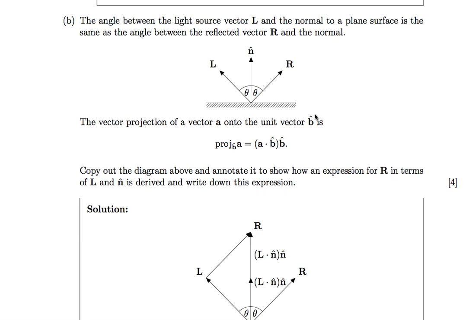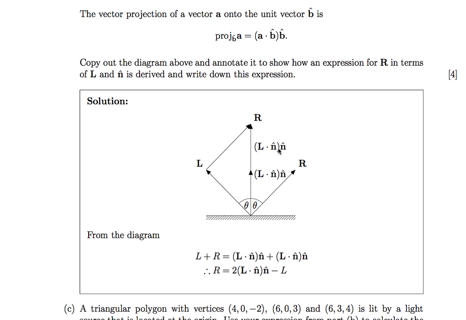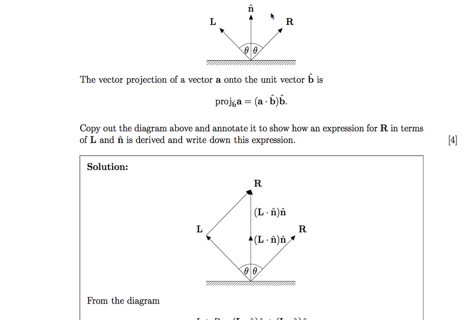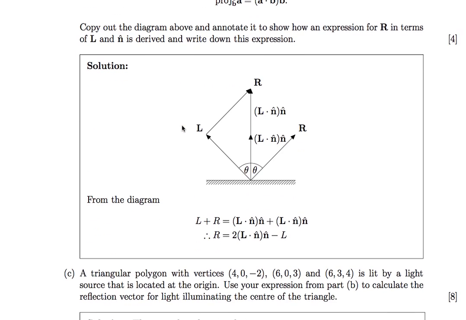So assuming that B is a unit vector, the projection of vector A onto B is the dot product between A and the unit vector B, multiplied by the unit vector B. Okay, so the question says copy out the diagram and annotate it to show how R, the reflection vector, can be given in terms of L and N. So this is built upon the diagram up here.